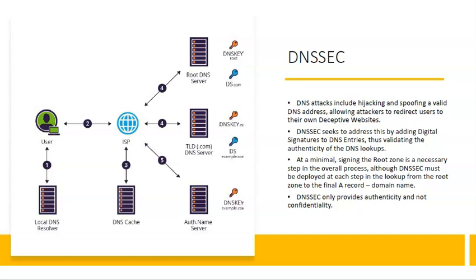Data origin authentication allows the resolver to cryptographically verify that the data it received actually came from the zone where it believes the data originated. And data integrity protection allows the resolver to know that the data has not been modified in transit since it was originally signed by the zone owner with the zone private key.